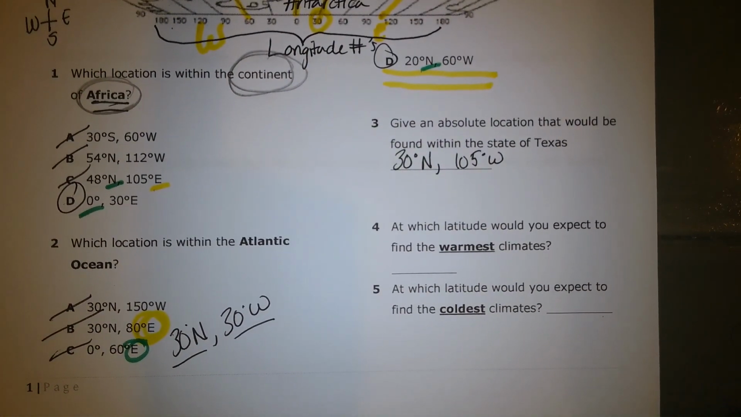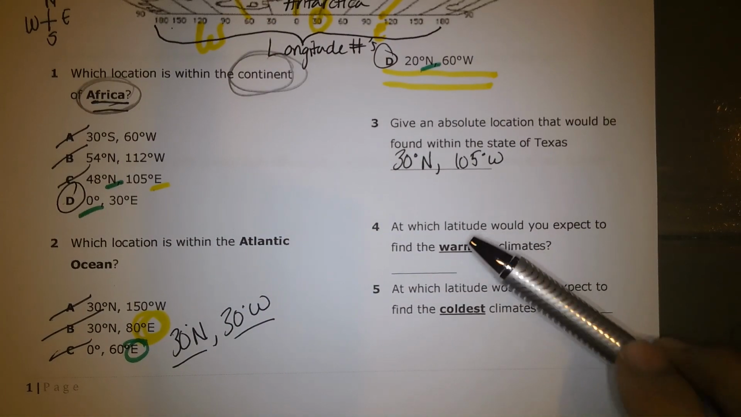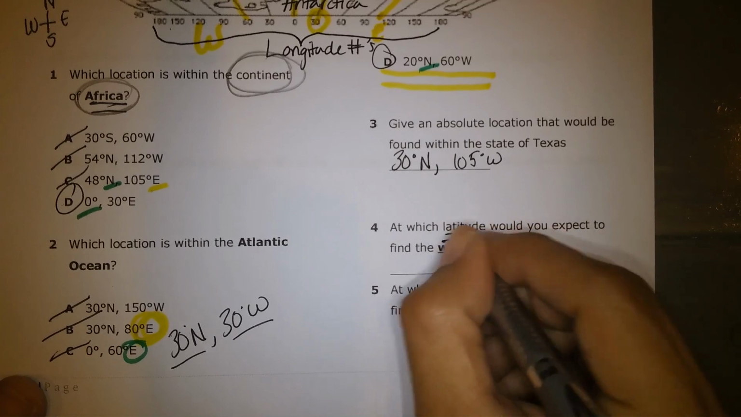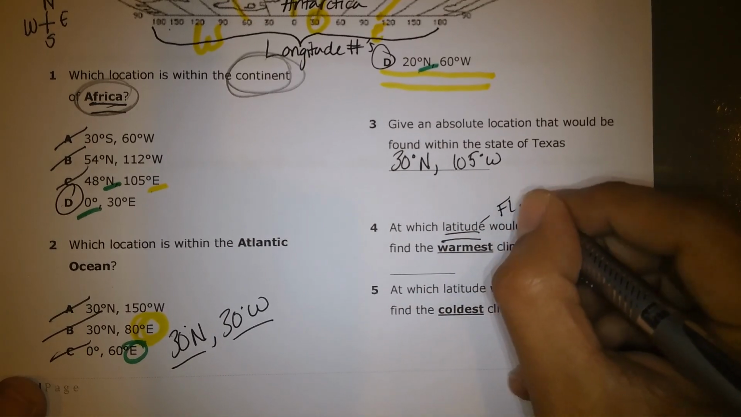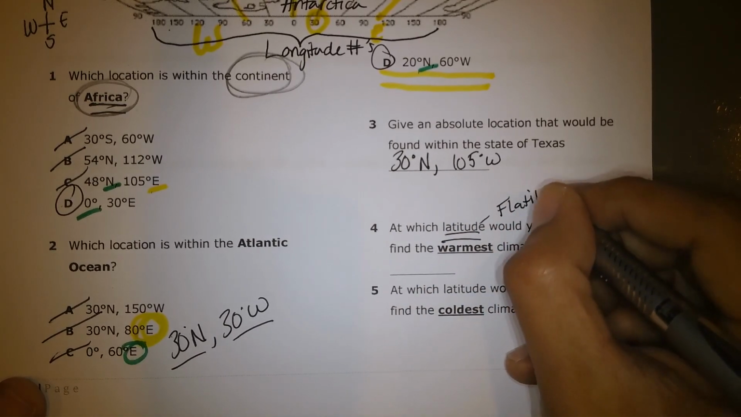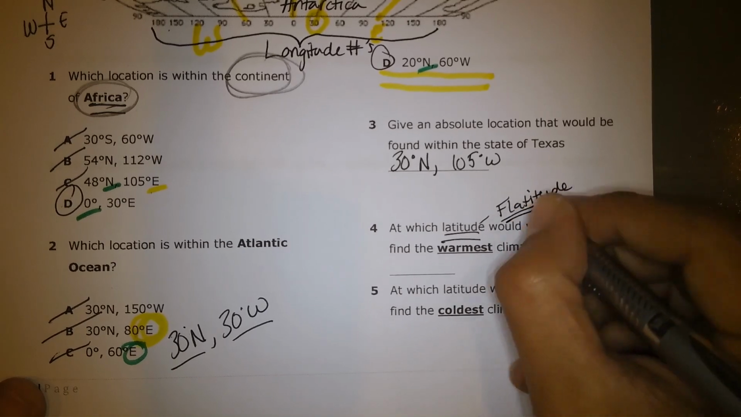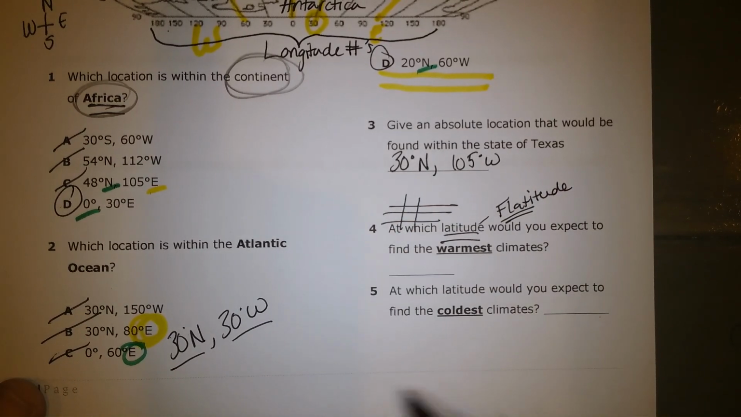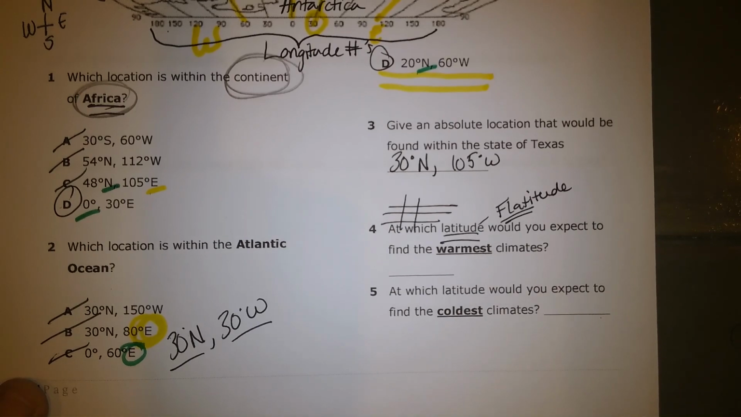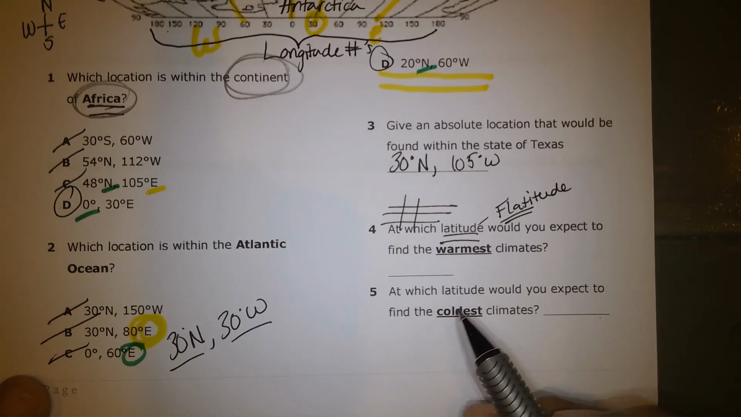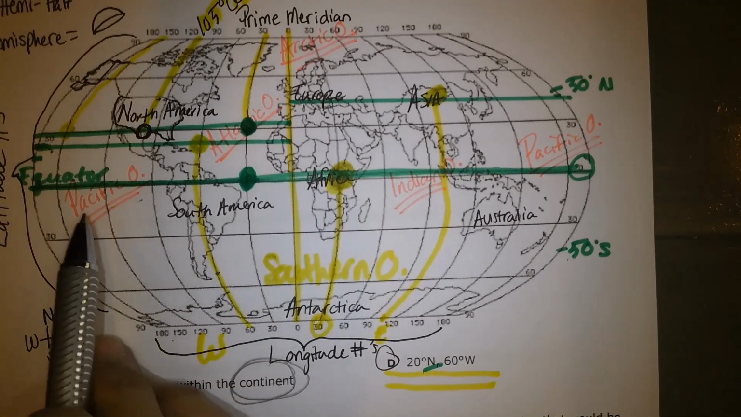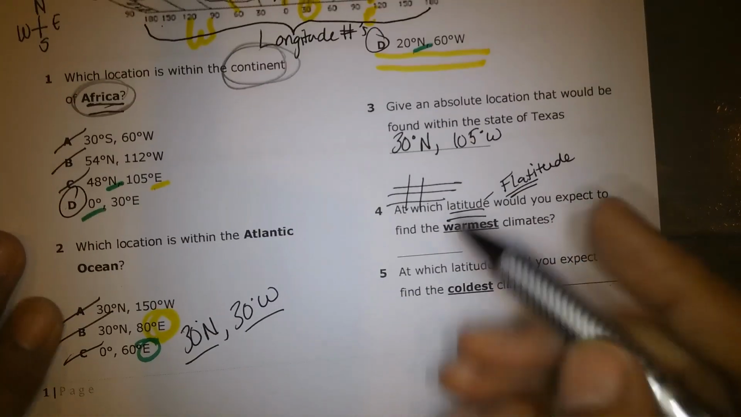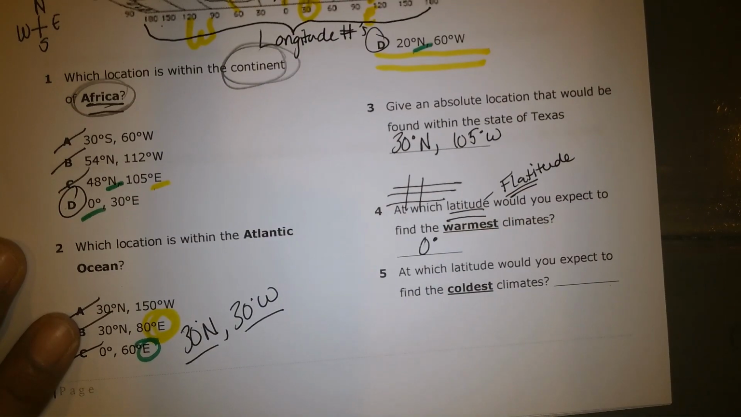At which latitude would you expect to find the warmest climate? So it's asking about latitude lines. Again, these are the latitude, flat lines, right? The ones going like this, like a ladder. Okay, so which one has the warmest climate? I taught you that earlier. That is going to be the one nearest the equator. So that should be 0 degrees. Okay, there is no other answer for that one.